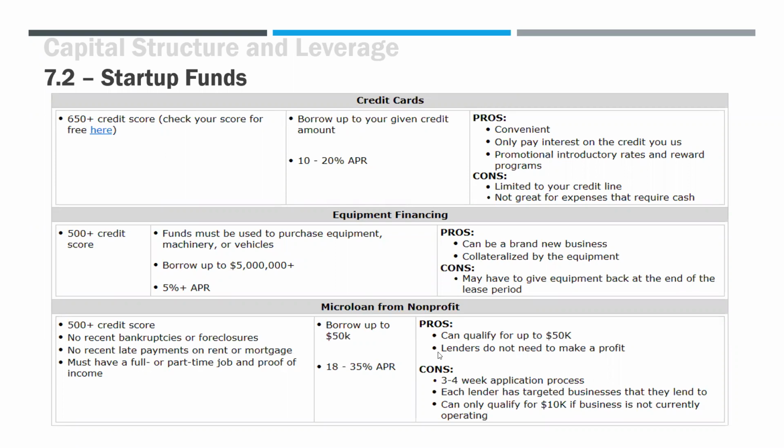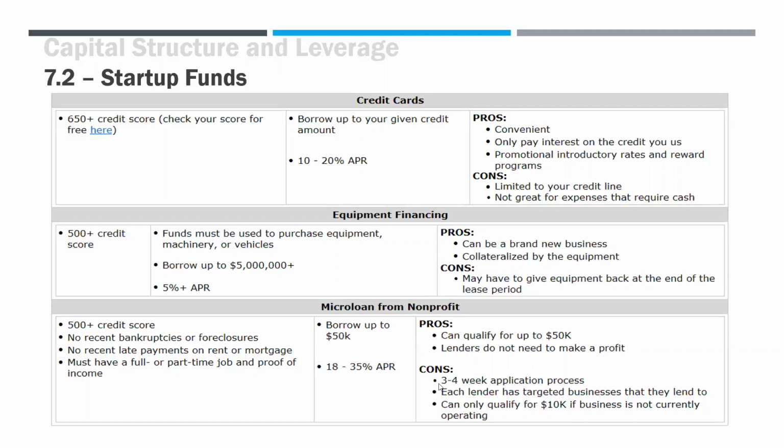And lenders, they don't need to make a profit, but they're definitely going to because they're charging you 18 to 35%. But some of the requirements are credit score 500, which is not that difficult to obtain, and not having any recent bankruptcies or foreclosures. I would say recent bankruptcy, it would depend. Bankruptcies do stay on your credit record for 7 to 10 years. So no recent late payments on such things as rent or mortgage, and you have to have proof of income.